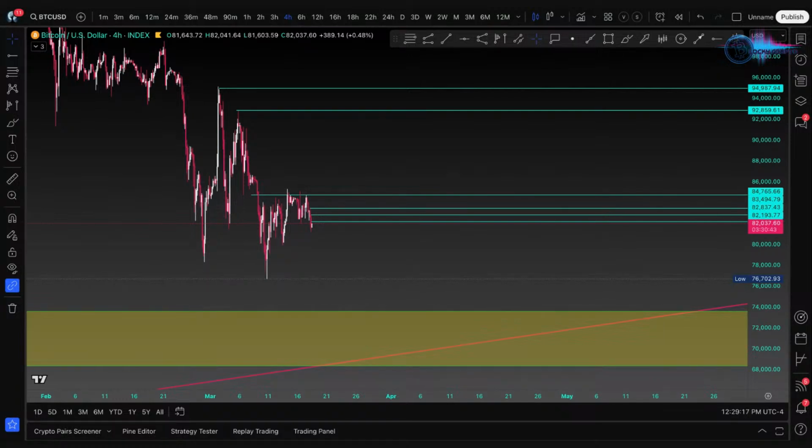Yeah, I'll have to play with it and get volume set right and all that good stuff. But yeah, that's pretty much Bitcoin. I'll jump into any other coin if you guys want to see, XRP or whatever.